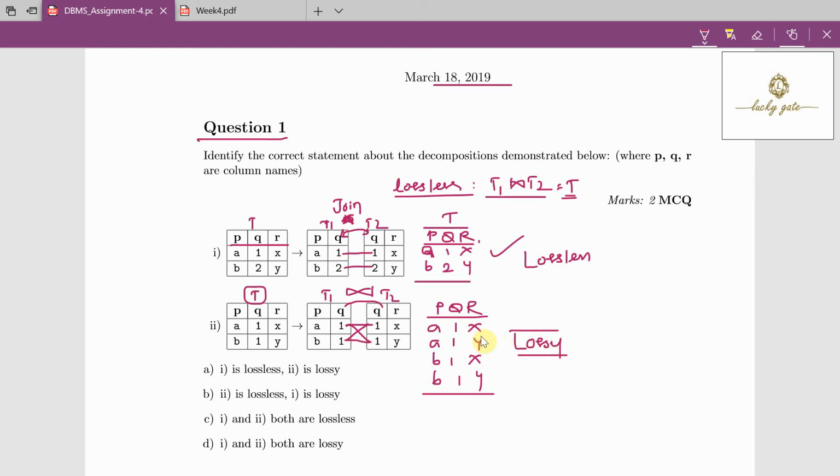And friends, observe A1X is there in the table T. A1Y is not there in the original relation. B1X is also not there in the original relation. B1Y as well. The join of these two decomposed relations produced some extra tuples. These extra tuples are called spurious tuples. Spurious tuples mean suspicious, incorrect, or wrong tuples. Showing wrong tuples in the database means the decomposition is considered lossy. So what is the answer for the question? The first one is lossless, the second one is lossy. So 1 is lossless, 2 is lossy. So the answer is option A.